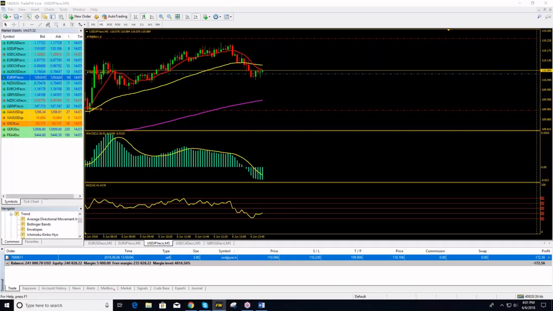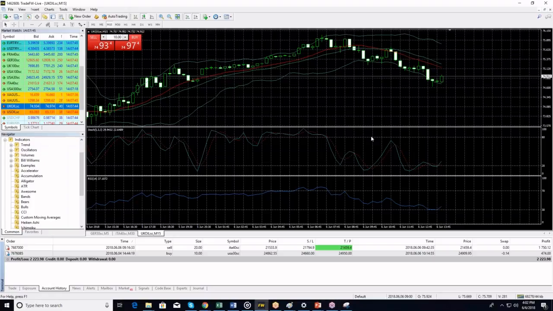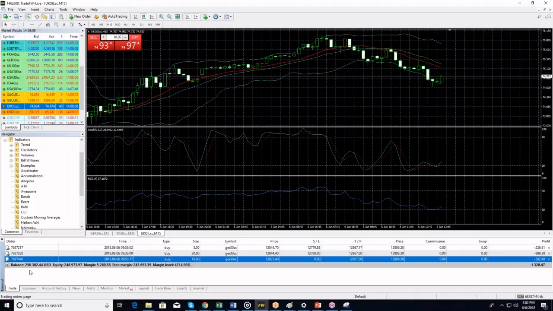We had quite nice winnings this morning on two of our positions. Let me show my screen. This morning we had our positions on Italy 40 and USA 30, and we made $2,223 on these two positions.